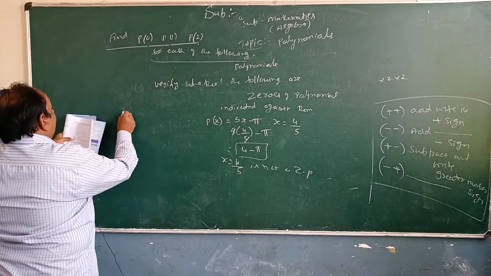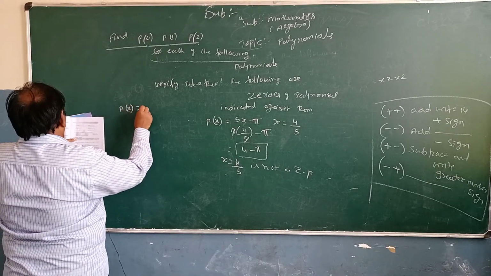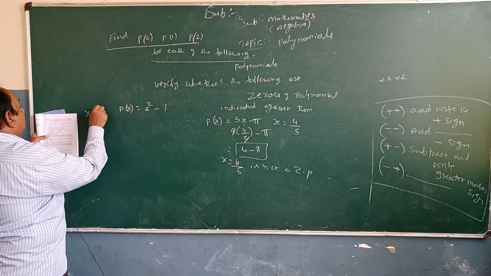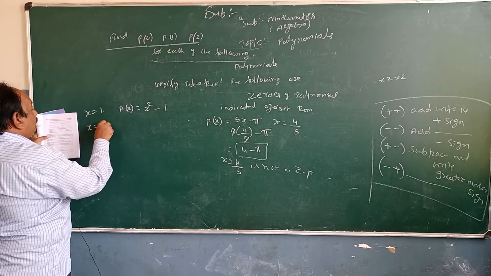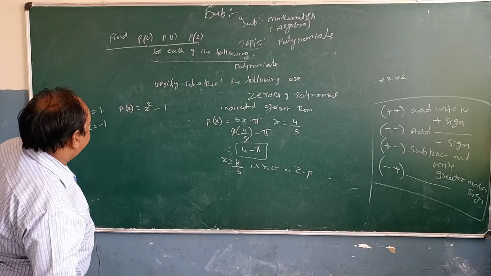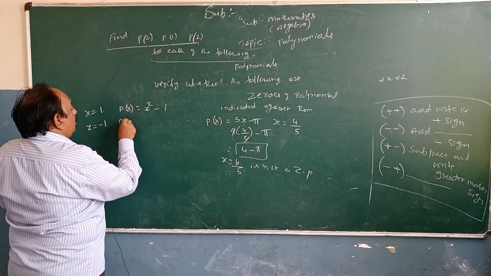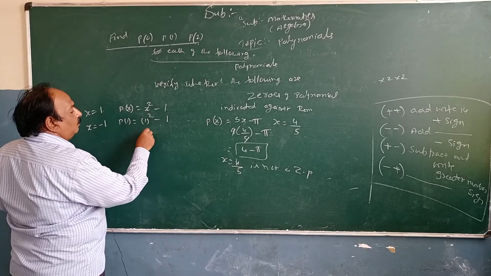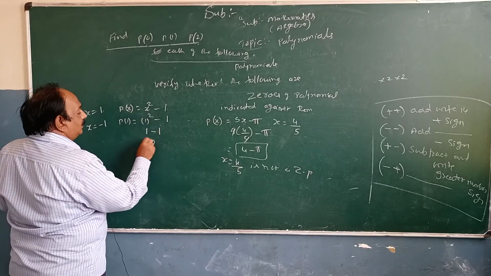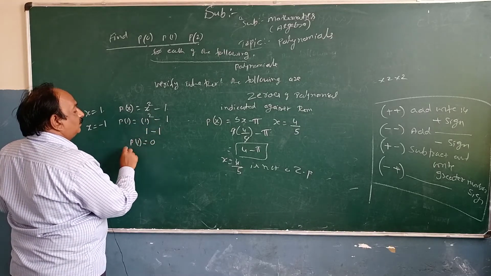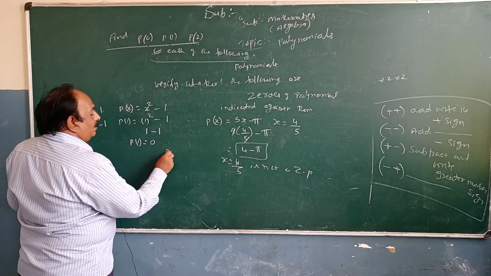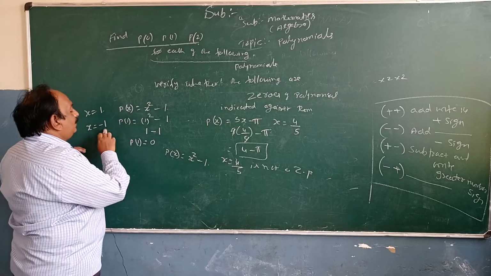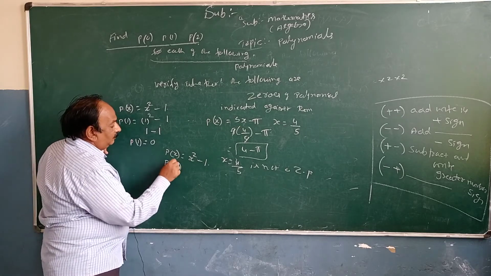Next one is P of x is equal to x square minus 1, x is equal to 1, x is equal to minus 1. P of 1: 1 square minus 1. 1 ones are 1. 1 minus 1 is 0. P of 1 is equal to 0. P of x is equal to x square minus 1. What is the value of P of minus 1?